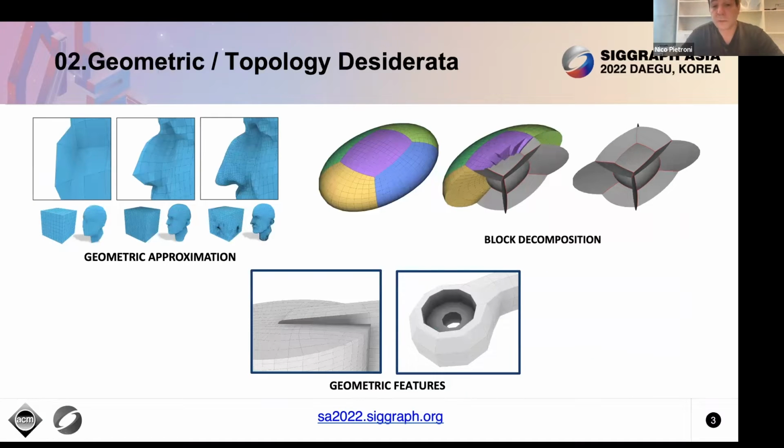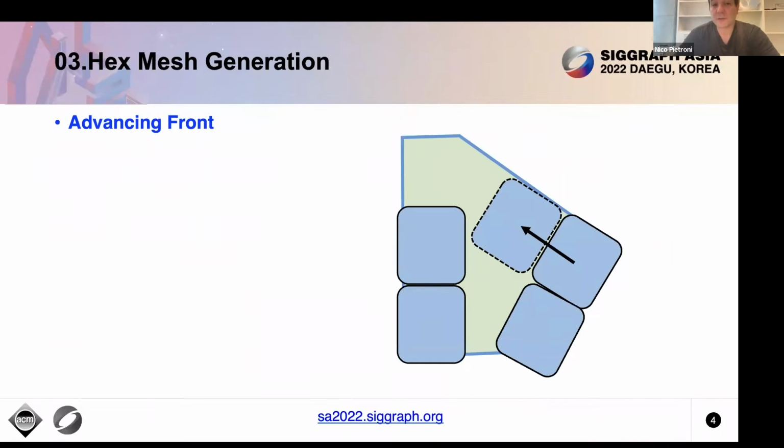Then Marco already showed you some talk and discussion about what the desiderata for hex meshes are, in this case, like geometric approximation or block decomposition or geometric features, whatever you want to achieve when you create a Hex-mesh, usually from a surface mesh. And then we'll talk about different methods for Hex-mesh generation. There are several methods that have been proposed in this field. We make an overview of all of them, not going too much into detail for matters of time, obviously, but we'll start with the advancing front methods.